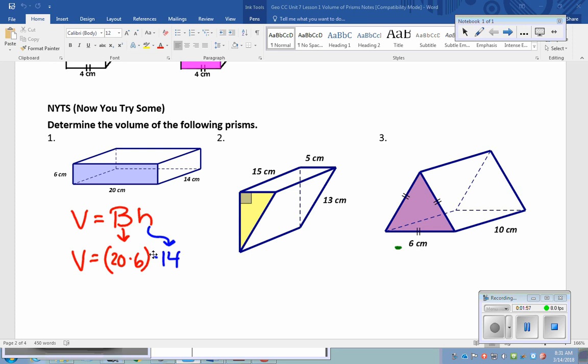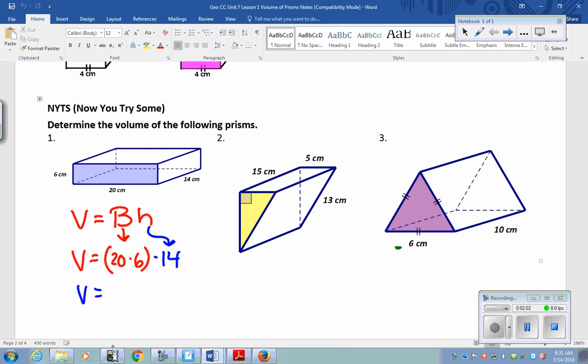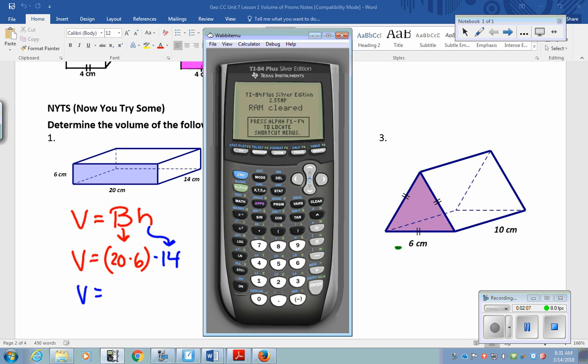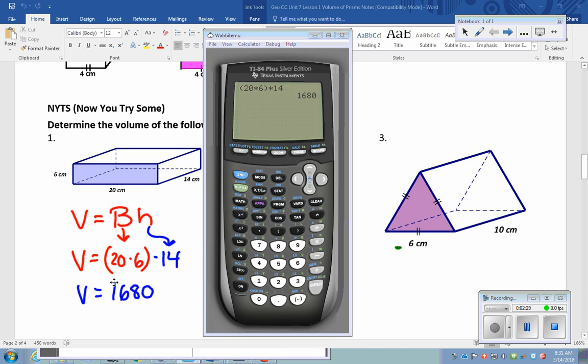14. So in the calculator, what we'll do is we'll type in 20 in parentheses, 20 times 6 times 14. And that'll give us our area, or excuse me, our volume, which would be 1680 centimeters cubed, because it's a 3-dimensional shape.